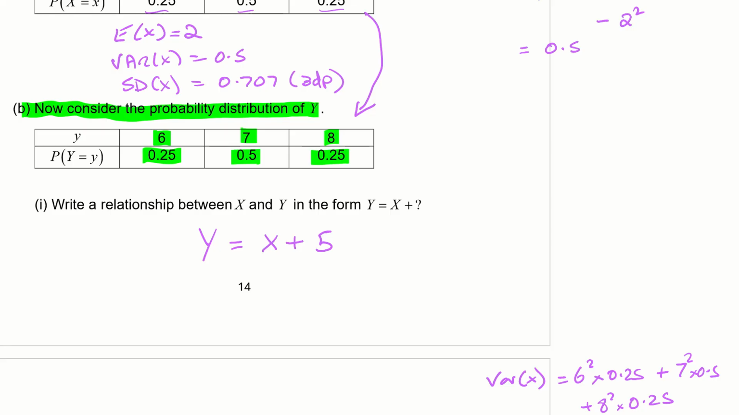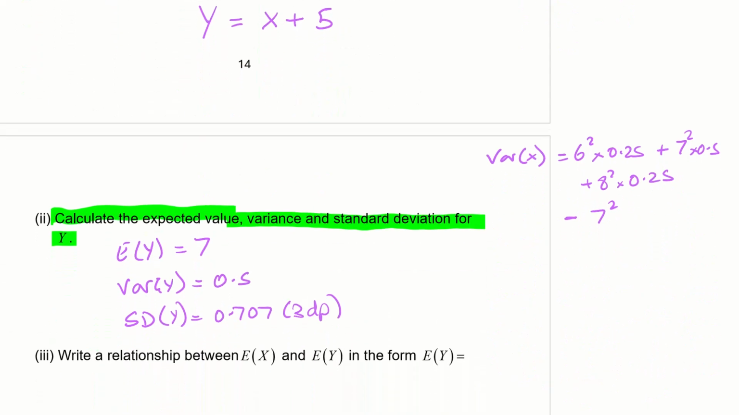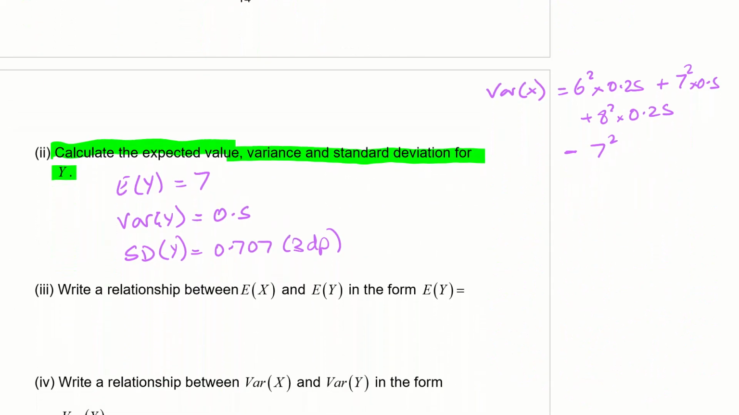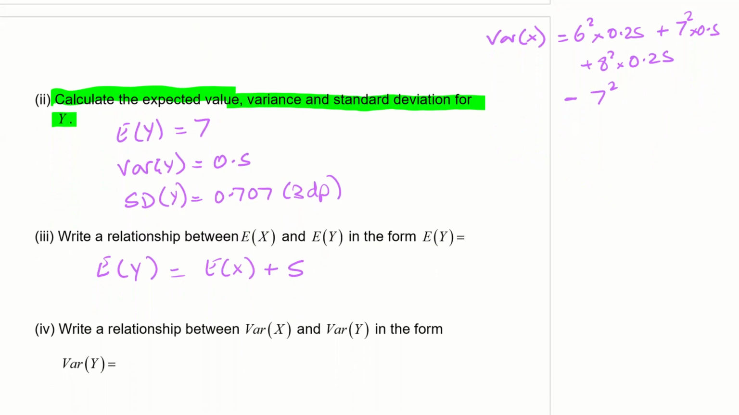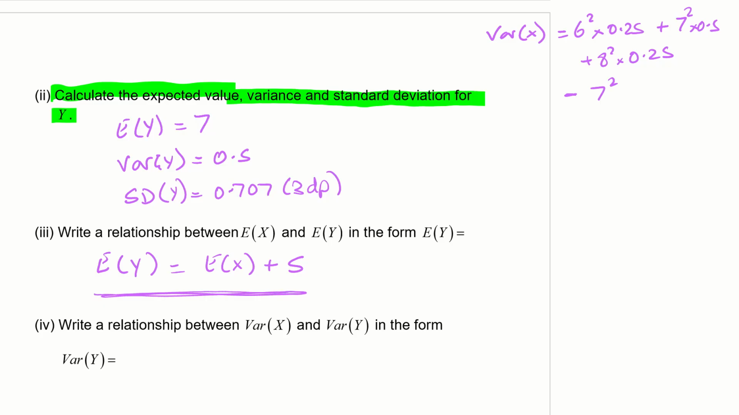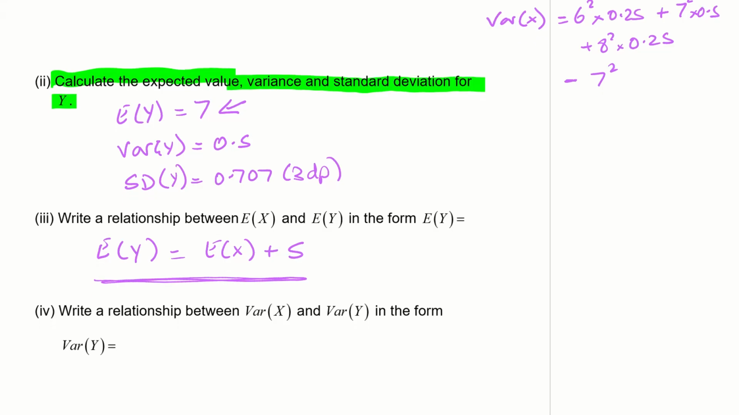We can see they're the same values as far as the variance is concerned. Only the expectation has changed. So, the expectation of y is equal to the expectation of x plus 5. Y is x plus 5, and the expectation of y is the expectation of x plus 5. It's gone from 2 up to 7.